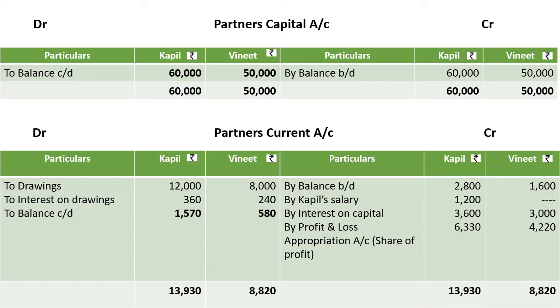Now come to debit side. To drawings 12,000 and 8,000, which is given in the question. Then to interest on drawings 360 and 240. So now we have to tally, add credit side total and deduct debit side amount. We will get current account closing balances, which is 1,570 for Kapil and 580 for Vinit. So these balances also we have to bring down to balance sheet.